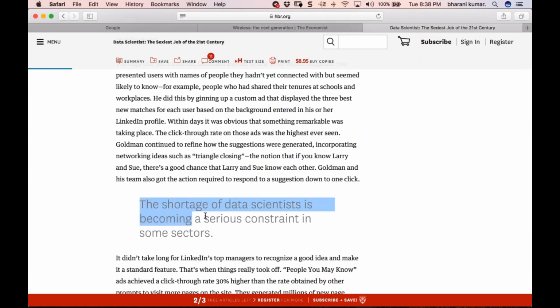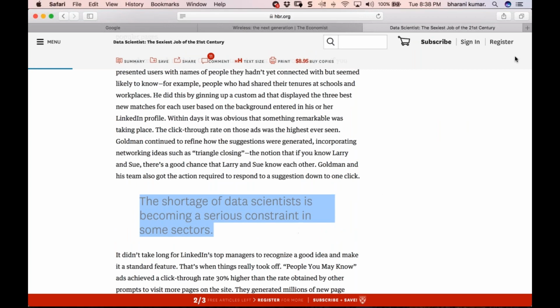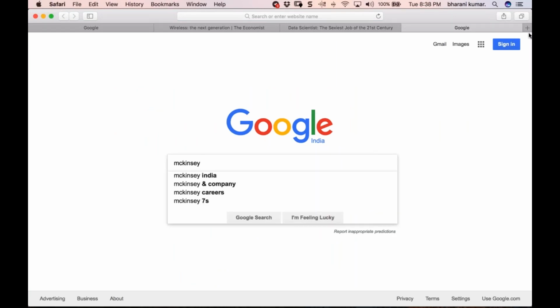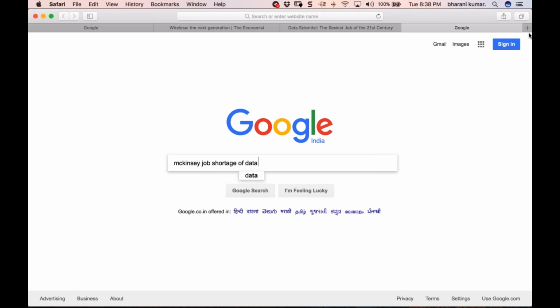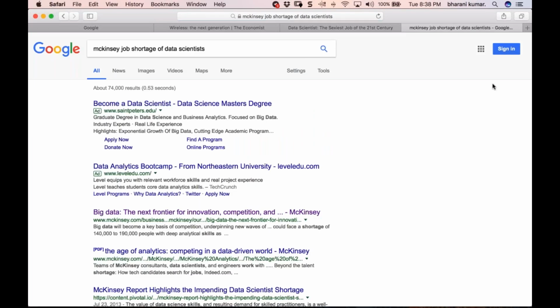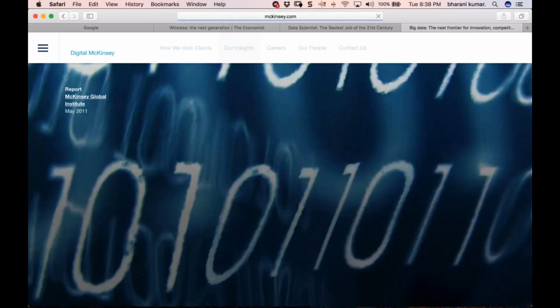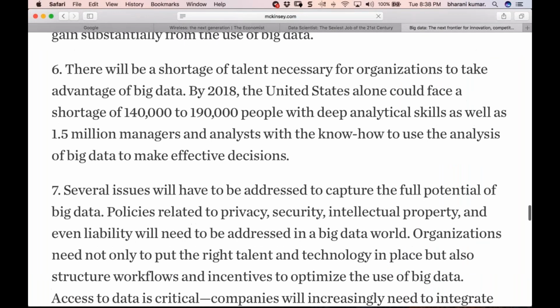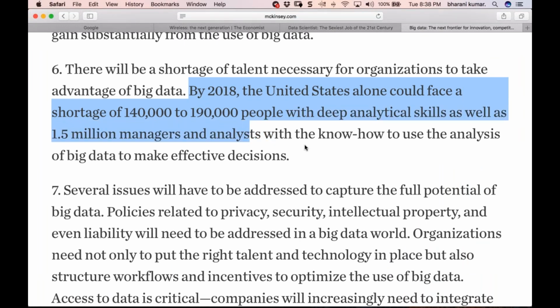Yeah, and they have also made this statement that the shortage of data scientists is becoming a serious constraint. What will that shortage be? Let's see. McKinsey, job shortage of data scientists. There are a lot of research firms which are publishing this data, but McKinsey, since it is well known and they do not cheat on the information that they provide, I'm showing you this, and this is what they have to say. By 2018, United States alone will face a job shortage of 140,000 to 190,000 people with deep analytical skills, and 1.5 million managers will be required.